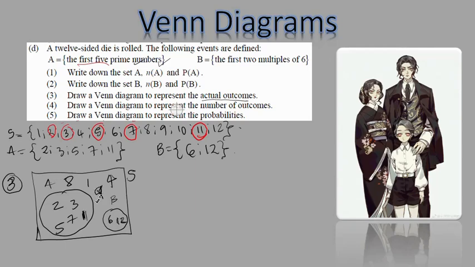Guys, this pen around this area doesn't want to write. I have a number like 10, I put it there. 11, then 12. So any number that's not in event A, we put it outside this circle. But I'm sure you know that by now, right? And then what else do we have? Question 4 says draw a Venn diagram to represent the number of outcomes. So right here, the number of outcomes.